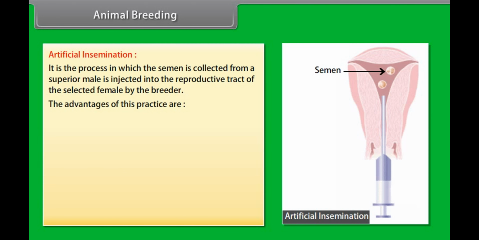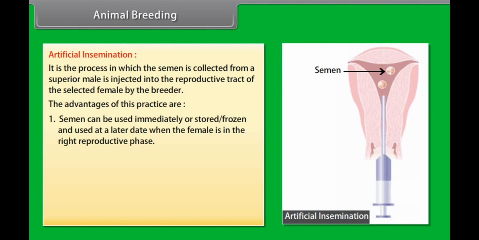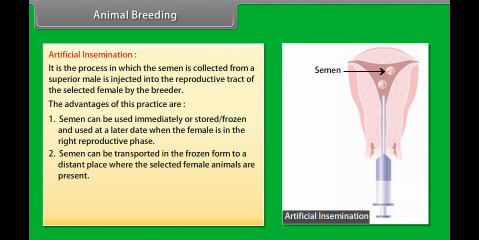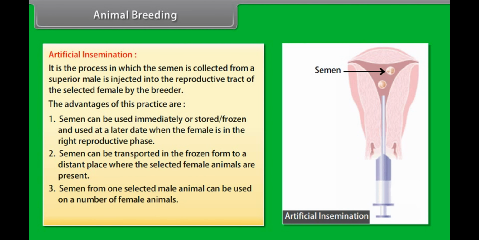The advantages of this practice are: Number 1. Semen can be used immediately or stored or frozen and used at a later date when the female is in the right reproductive phase. Number 2. Semen can be transported in the frozen form to a distant place where the selected female animals are present. Number 3. Semen from one selected male animal can be used on a number of female animals. The disadvantage is that the success rate is fairly low.